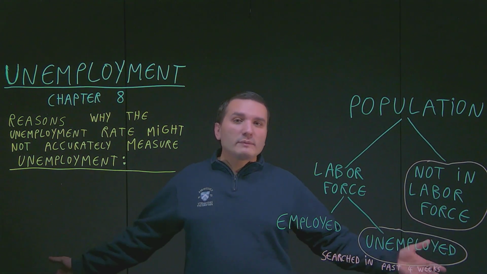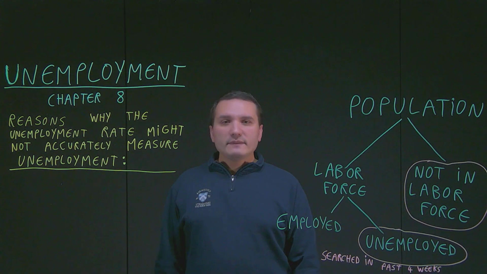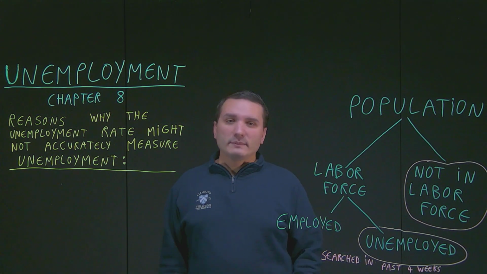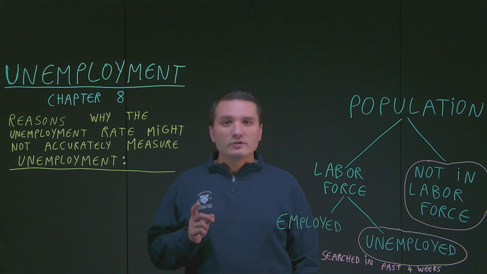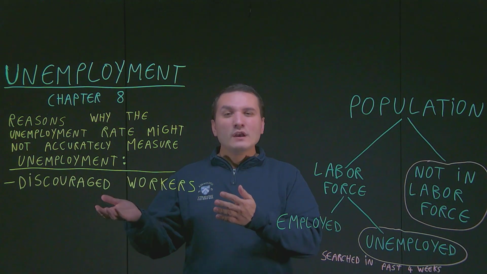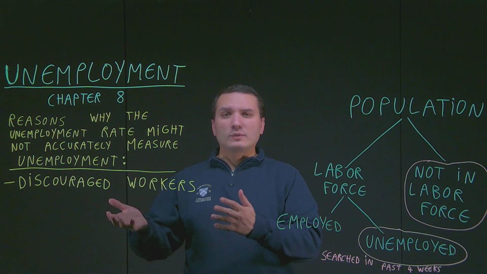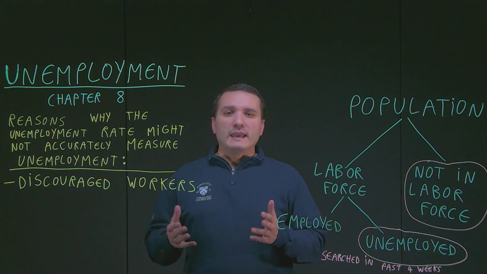The obvious problem here, of course, is that this can leave out a lot of people who really do want a job, but who haven't been looking for one in the past 4 weeks for one reason or another. And we call that category discouraged workers. So these people that we call discouraged workers are one type of hidden unemployment.